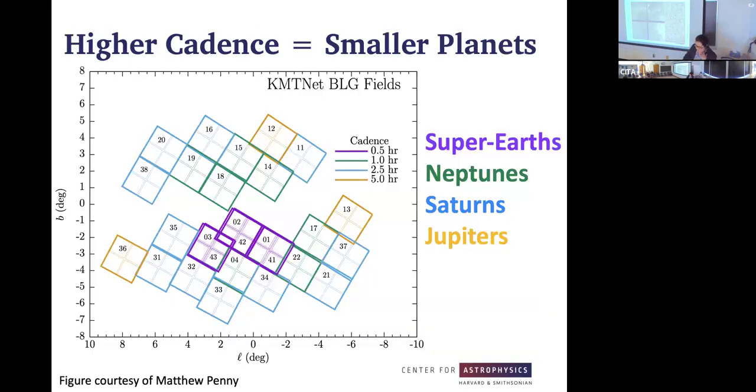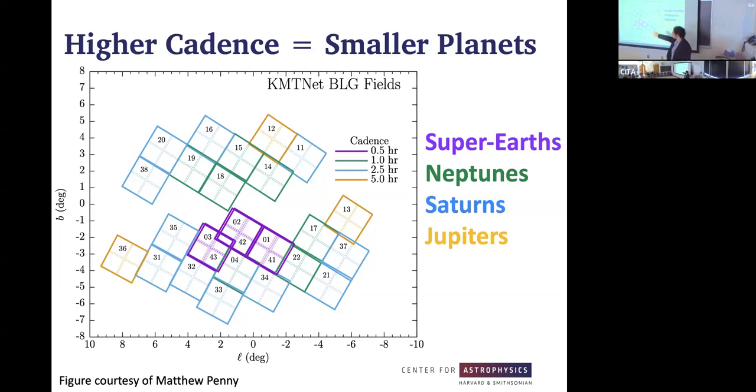And so KMTNet is observing 100 square degrees of the bulge every night, at least several times per night, but in some cases several times per hour. And so there's a tiered observing strategy indicated by the colors here. The orange ones have a 5-hour cadence. The blue ones are observed every 2.5 hours, the green ones every hour, and the purple ones are effectively every 15 minutes. So there's 2 pointings, each a half an hour apart, and they're just slightly offset to fill in the gaps between the CCDs.